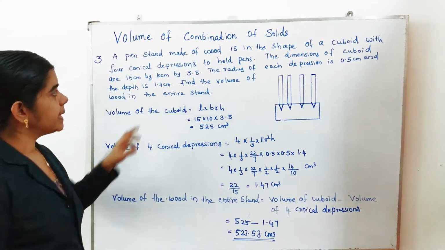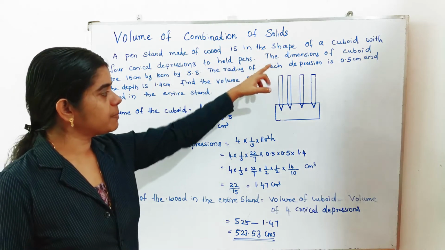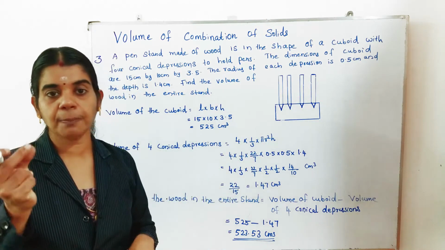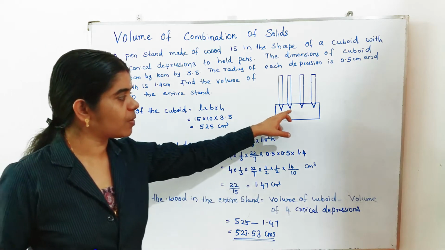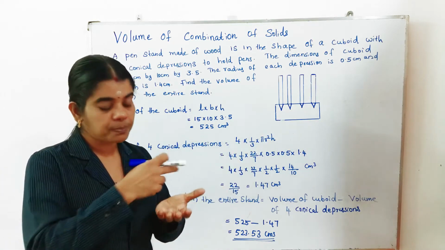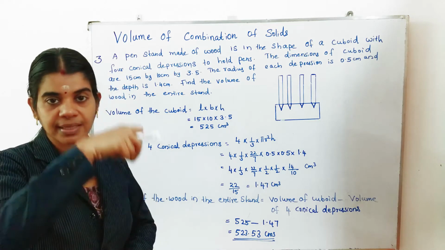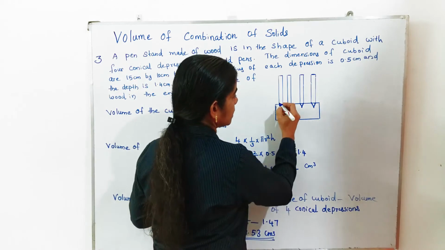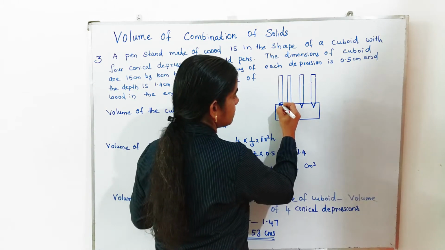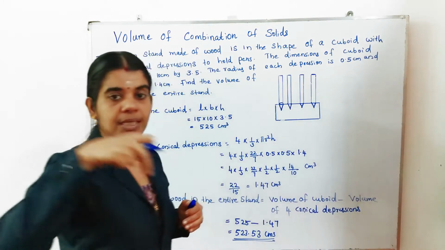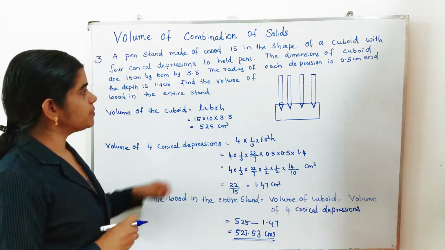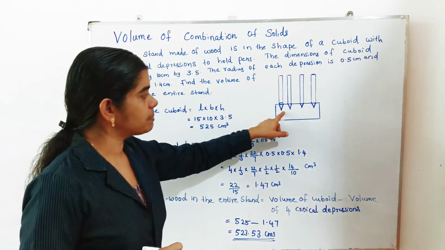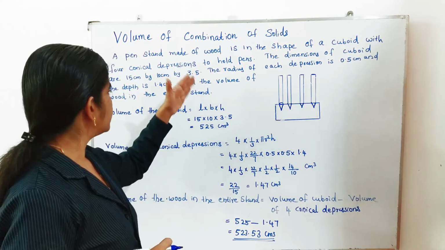Next question. A pen stand made of wood is in the shape of a cuboid. This is the pen stand, a cuboid. For keeping the pens, there will be conical depressions on the outer side, but at the top there will be a circle shape. Then only we can keep the pen there. Here the top is a circle shape, and we are keeping the pen in that conical part. The dimensions of the cuboid are given, and the radius and depth of each depression are given.